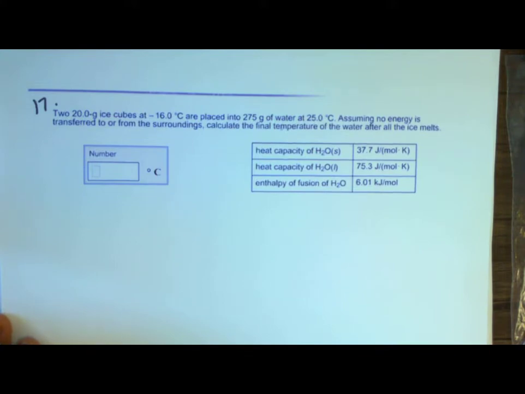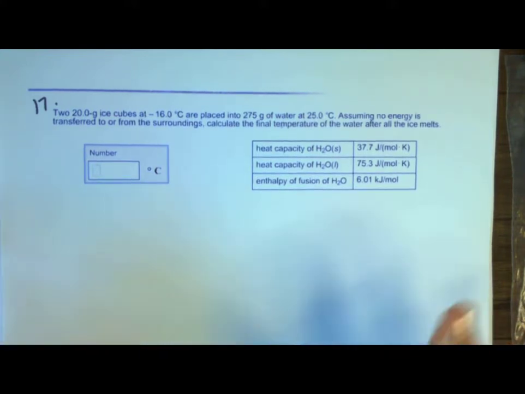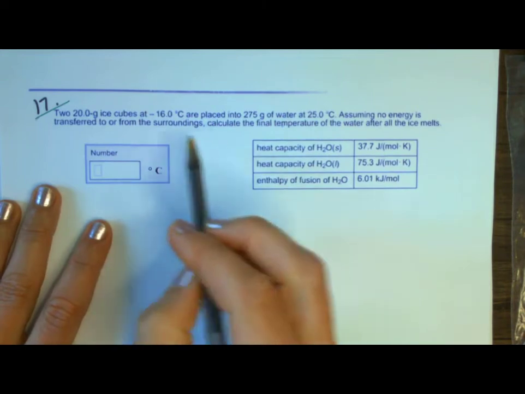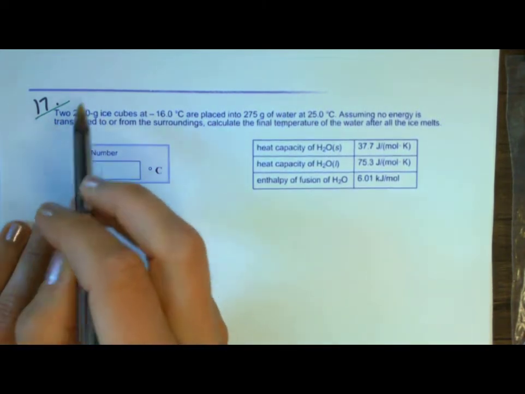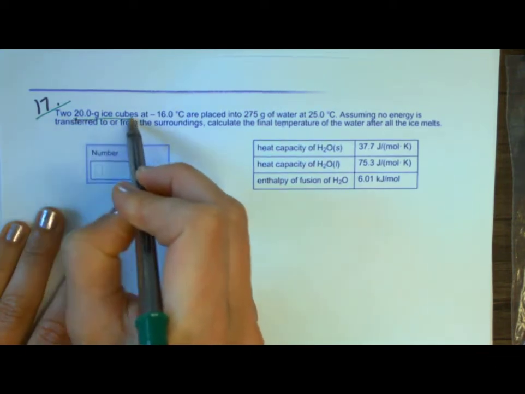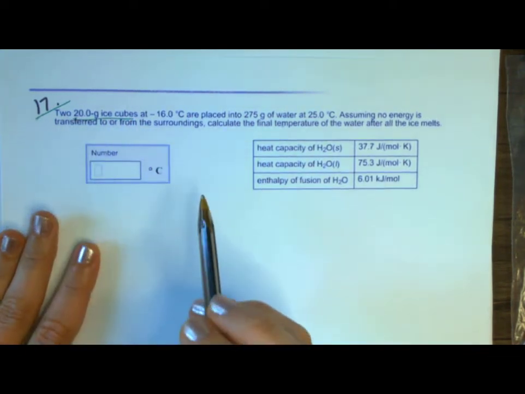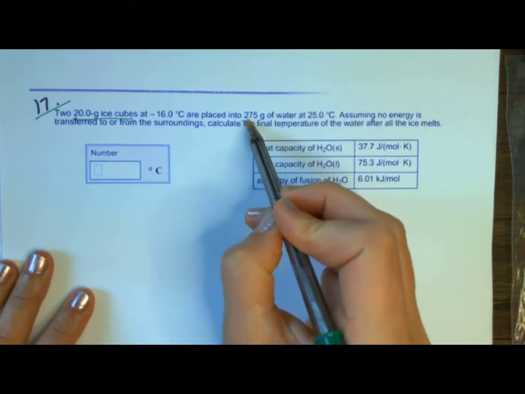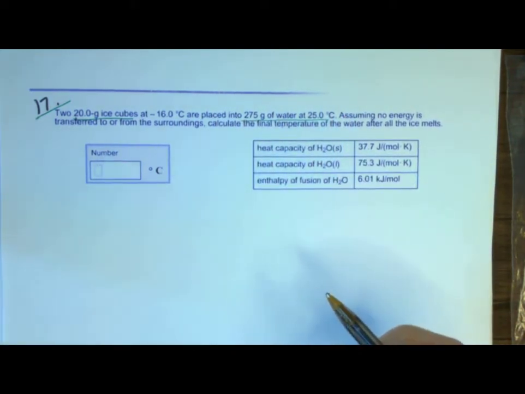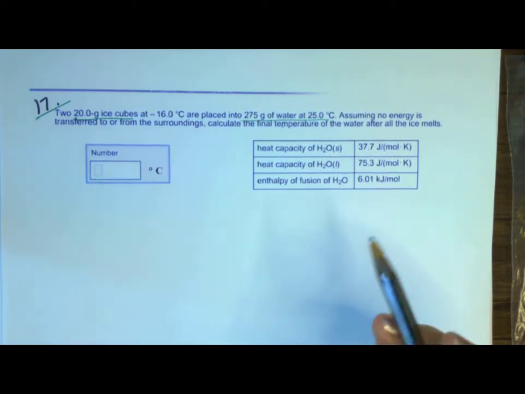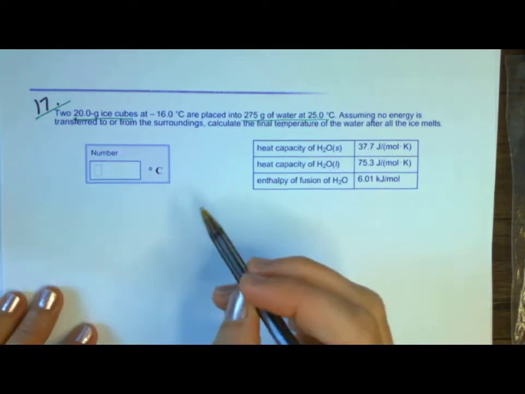Let's look at another practice problem. This one's an ice cube melting one, which is a little tricky. We have two 20-gram ice cubes at -16 degrees, and they're placed into 275 grams of water that's at 25 degrees Celsius. Assuming no energy is transferred to or from the surroundings, calculate the final temperature of the water after all the ice melts. So first, we need to look and say, all right, the ice is going to melt.